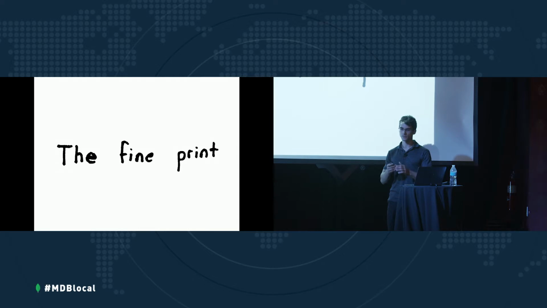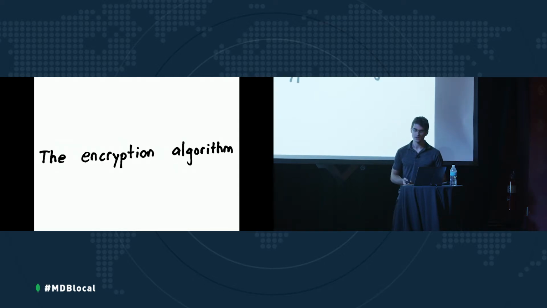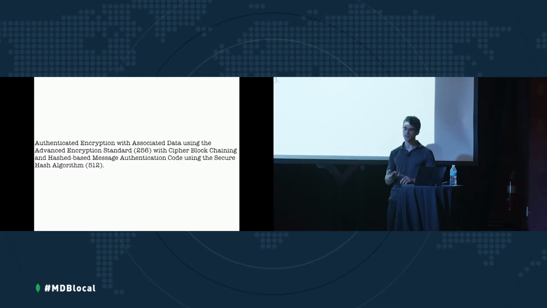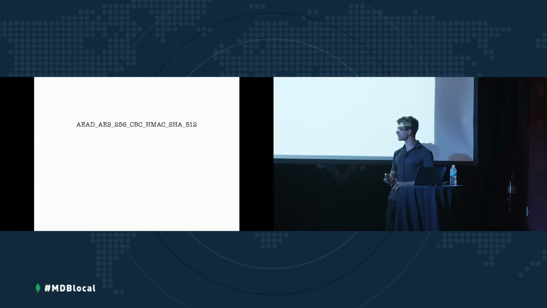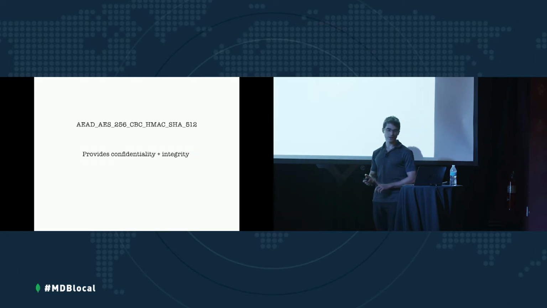There are a few fine print things I want to cover. The first being the encryption algorithm that we're using. And this is authenticated encryption with associated data using the Advanced Encryption Standard with cipher block chaining and hash-based message authentication code using the Secure Hash Algorithm, or the easy-to-remember AEAD AES 256 CBC HMAC SHA-512. And since this is authenticated encryption, it provides both confidentiality and integrity. If somebody were to modify it, we would know.